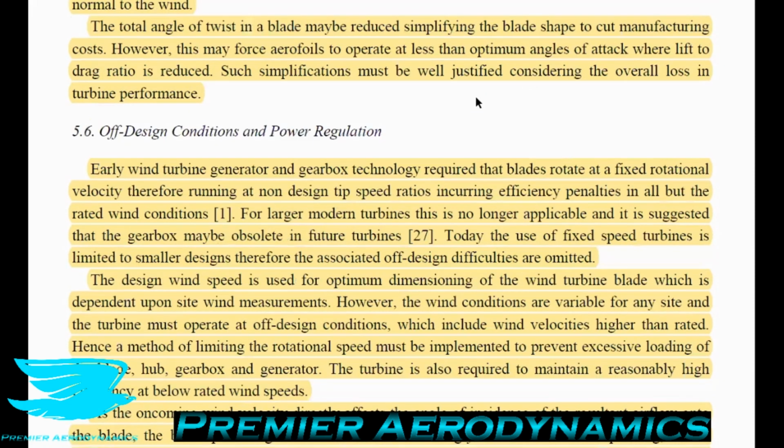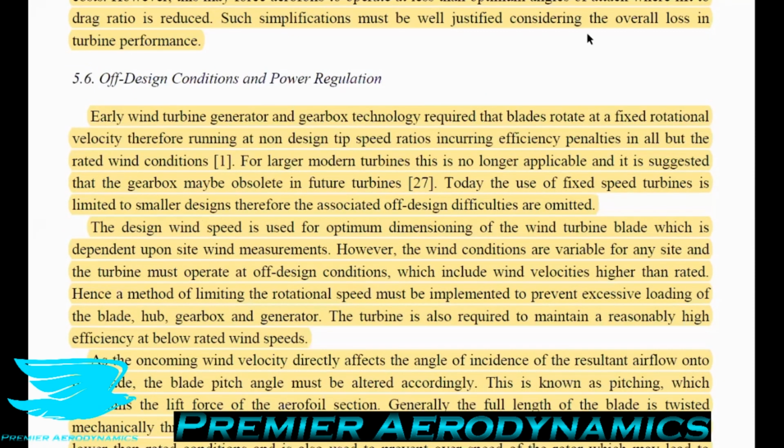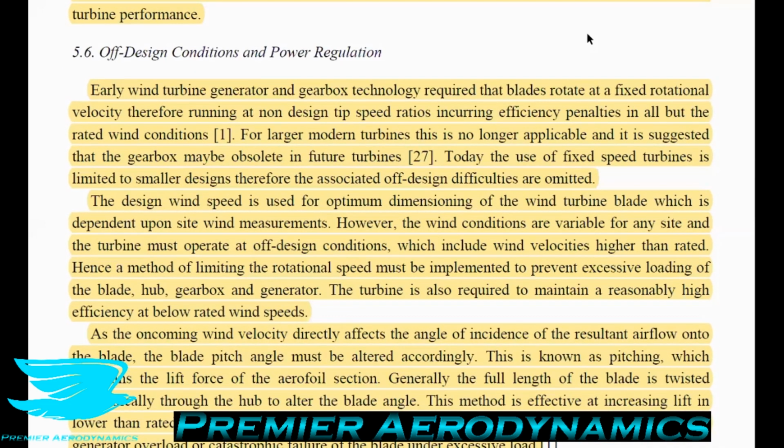So they go into off-design conditions and power regulation. They say early wind turbine generators and gearbox technology required that blades rotate at a fixed rotational velocity, therefore running at non-design tip speed ratios incurred efficiency penalties in all but the rated wind conditions. And I remember learning this almost 2 decades ago, or maybe longer actually, when I was first learning about wind turbines and how they extract energy.